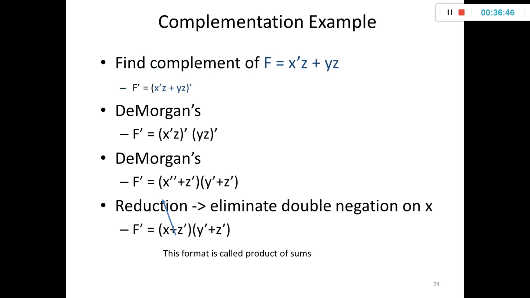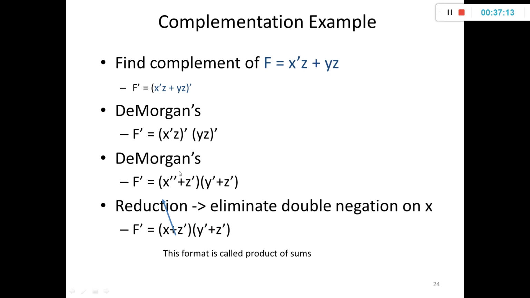Fine. Next, find the complement of f, x bar z plus xy. Using De Morgan's law, wherever there is a plus sign, we can have an AND. Next, using De Morgan's again, we can have double bars for that. Break the bar and change the sign. De Morgan's law: break the bar and change the sign.